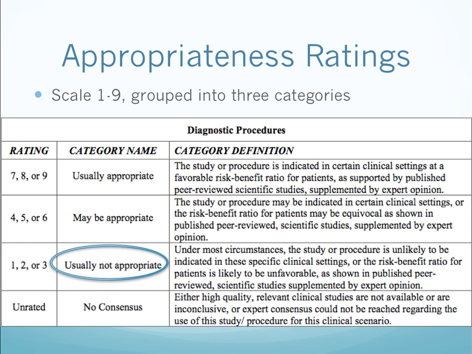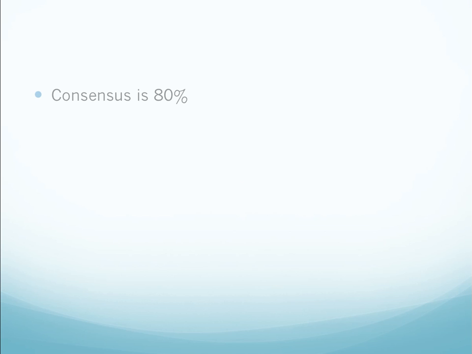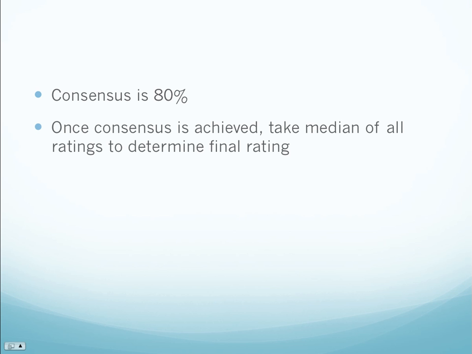There is a 4th category of no consensus. This occurs when the definition of having greater than or equal to 80% agreement within a category is not achieved. If and when a consensus is achieved, the median of all the ratings is determined to assign the final appropriateness rating.